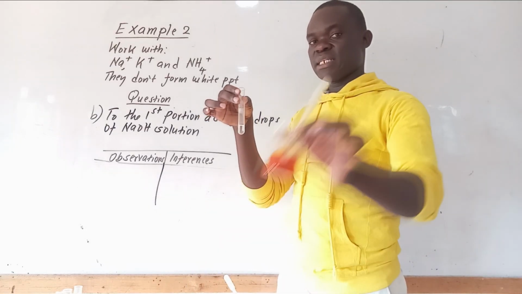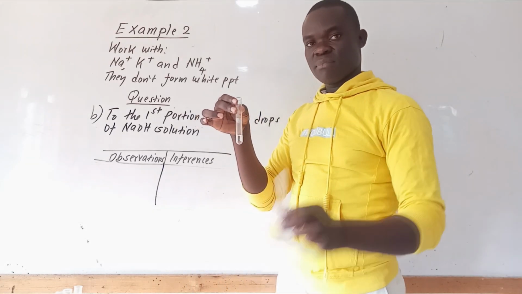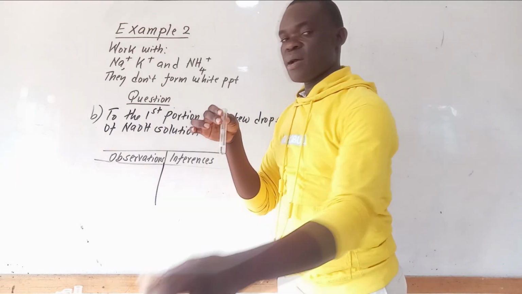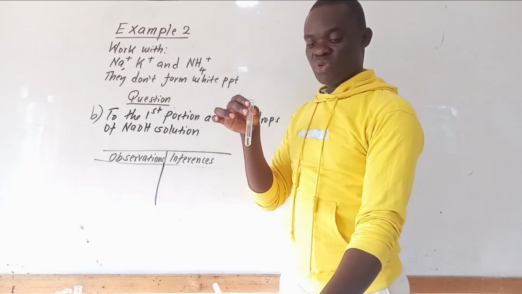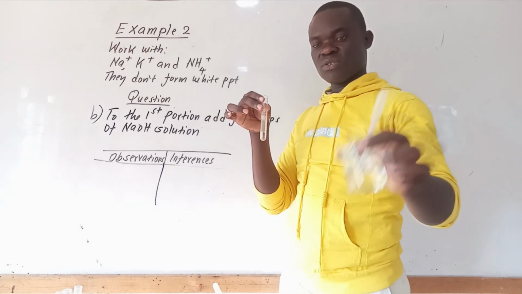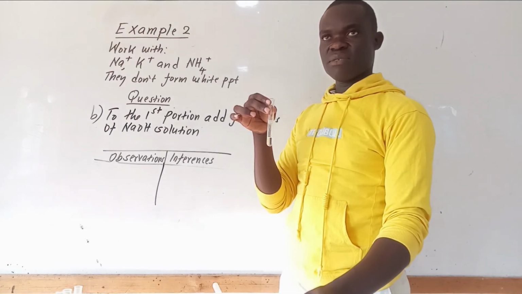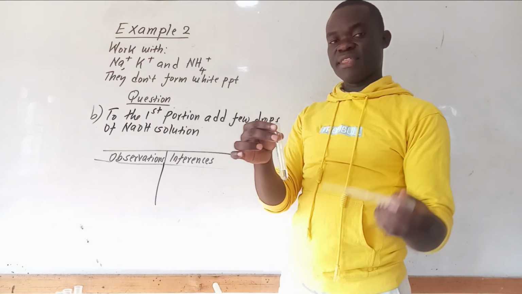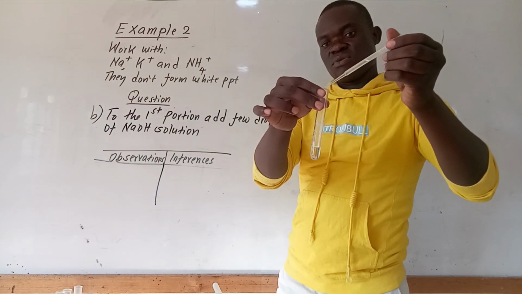We have potassium dichromate 6 acidified. We have lead nitrate solution. We have barium nitrate solution. So I'm using sodium hydroxide solution. We are only adding few drops. Few drops means between 1, 2, or 3. So let's add 3 drops. 1, 2, 3.